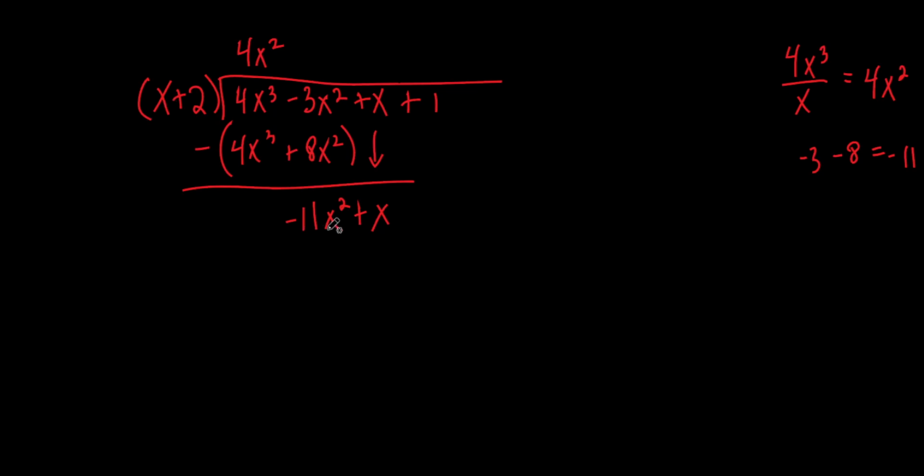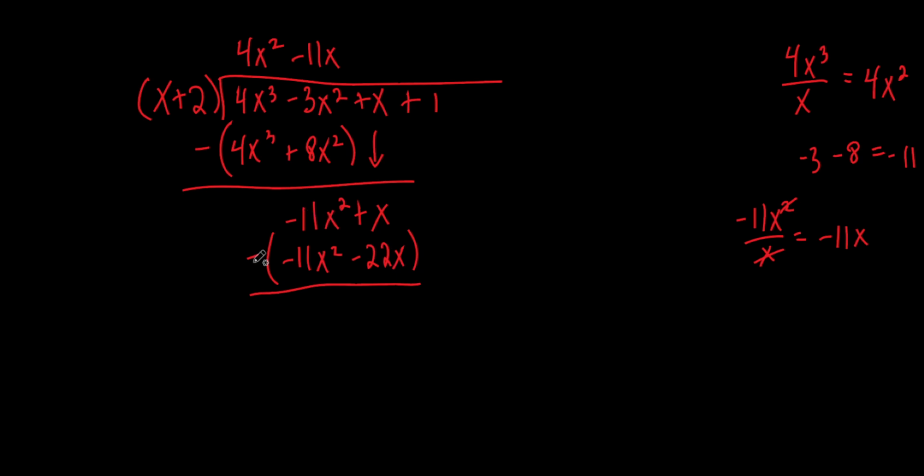How many times does x divide into negative 11x squared? So I'm going to write negative 11x squared, divide that by x. What do we get? Negative 11x, because one of these x's cancels with one of these. Where does that go? That goes up here. Now we multiply and then we subtract. Negative 11x times x is negative 11x squared. And then negative 11x times positive 2, which would be negative 22x. See, I just distributed this through the x plus 2.